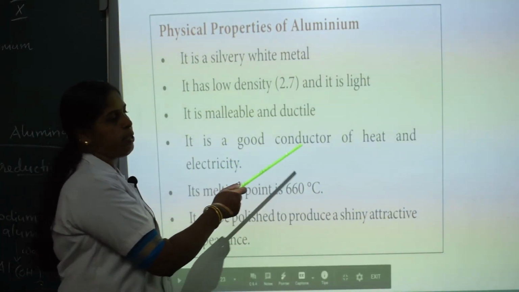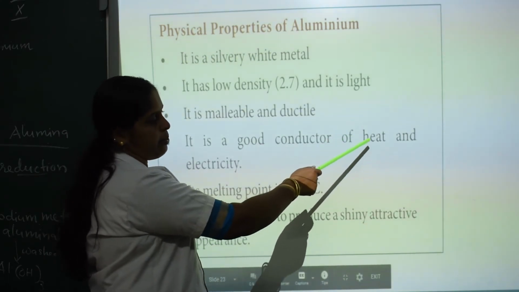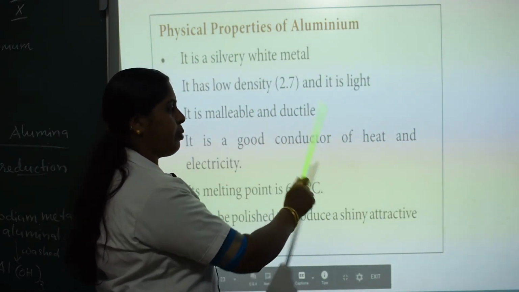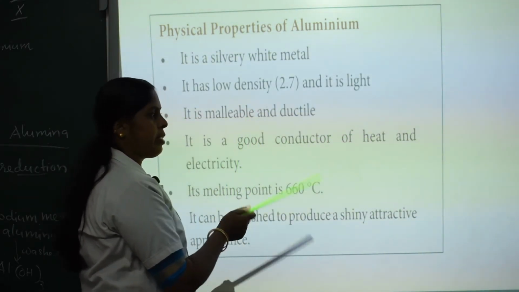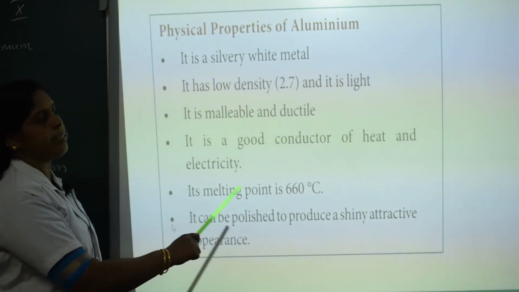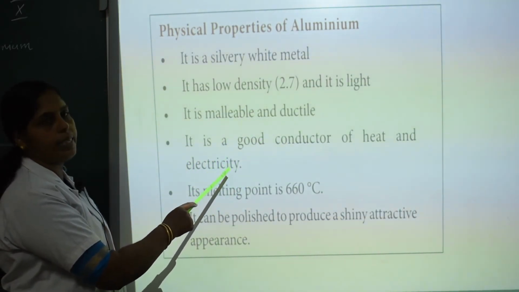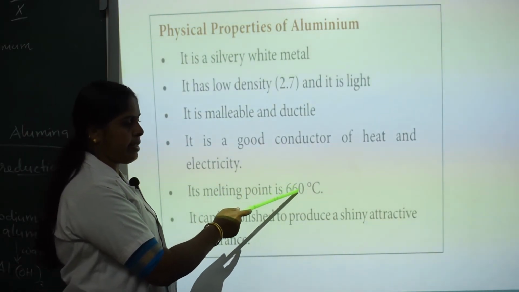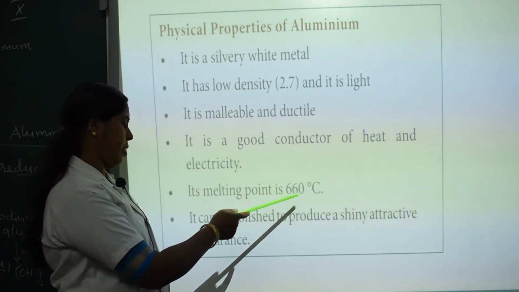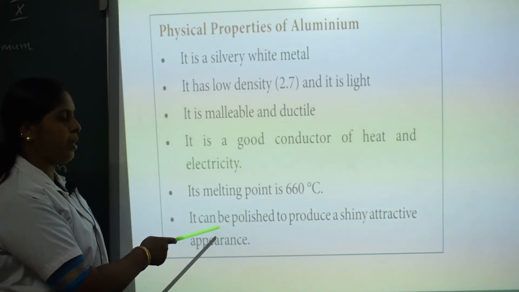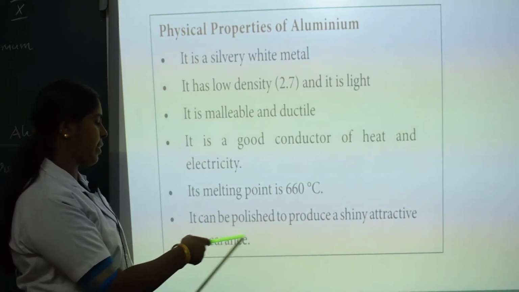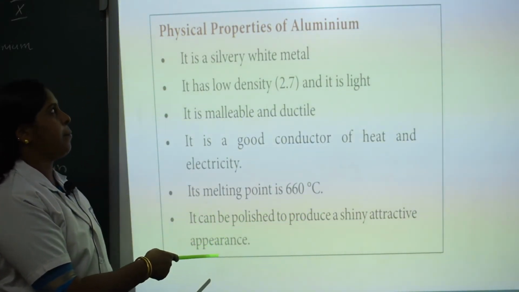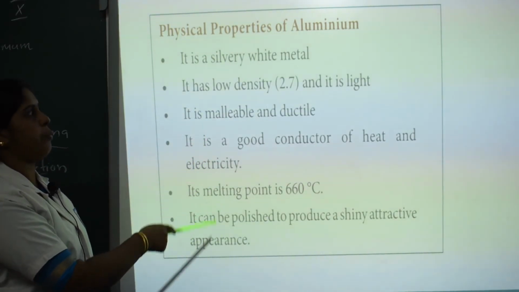It is a good conductor of heat, so we can use it in the house as utensils, and also as electrical cables. The melting point is 660 degrees Celsius. It can also be polished to produce a shiny, attractive appearance. These are the properties of aluminium.